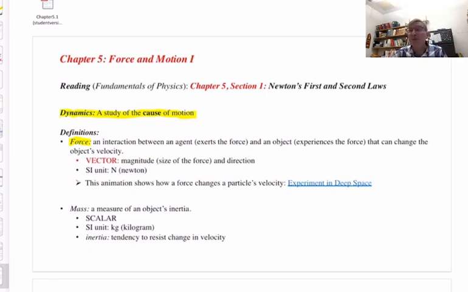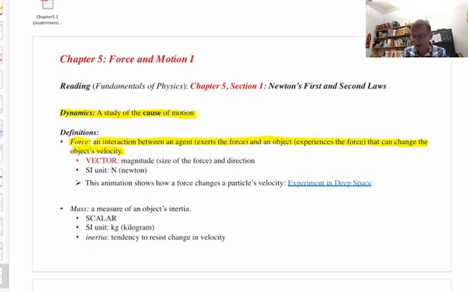And so it may surprise you a little bit to learn that I don't really have a great foolproof definition of force for you. I'm going to give you just a description of it that will work, that will serve our purposes. Okay? Force is an interaction between an agent, the thing that's exerting the force, and an object, the thing that experiences the force, that can change the object's velocity. I'll say it again. Force is an interaction between an agent and an object that can change the object's velocity.